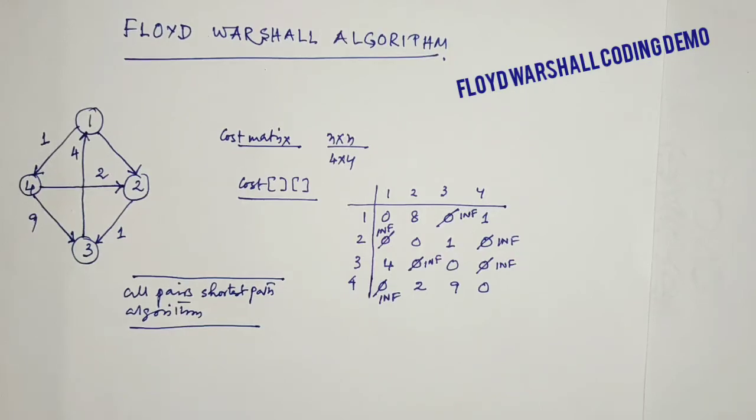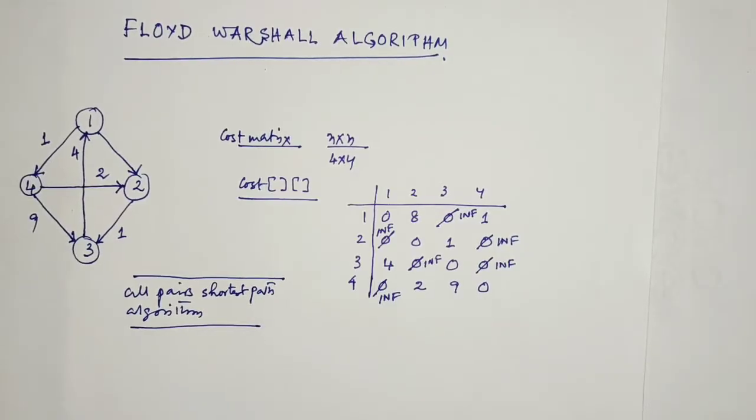So from this video, we will learn how to write the program code using the Floyd Warshall algorithm. It is one of the simplest algorithms in graph theory. It is an all pair shortest path algorithm.